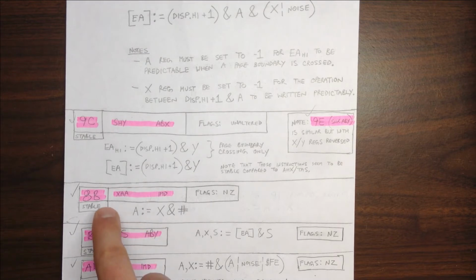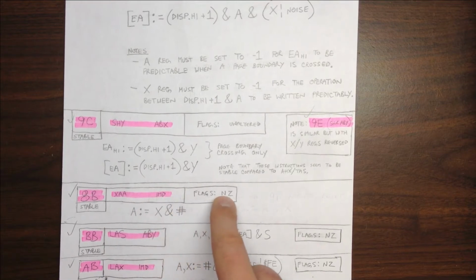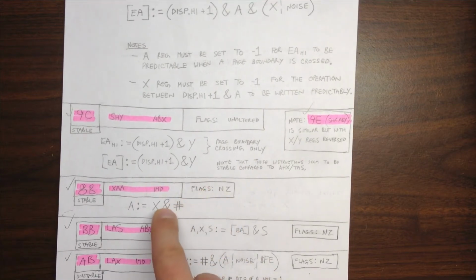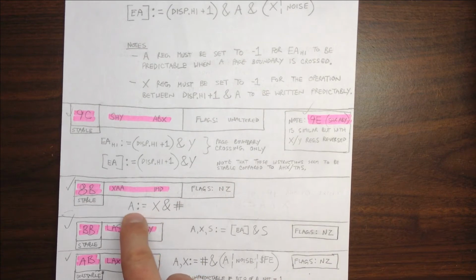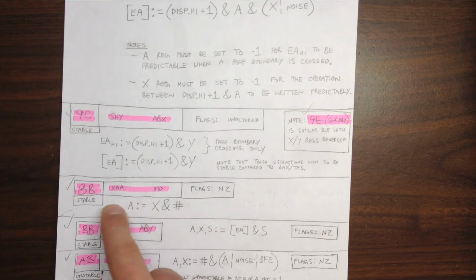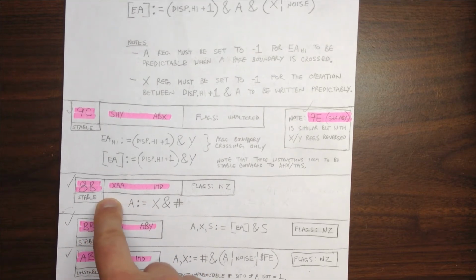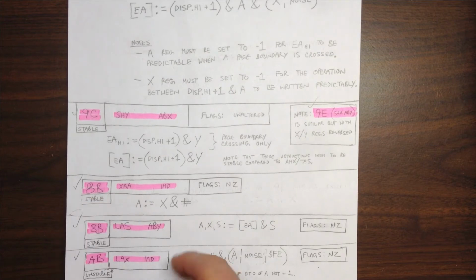Opcode 8B, XAA immediate. Modifies sign and zero flags. The operation is A equals X and immediate. I found it to be stable on the 2A03 version of the 6502.